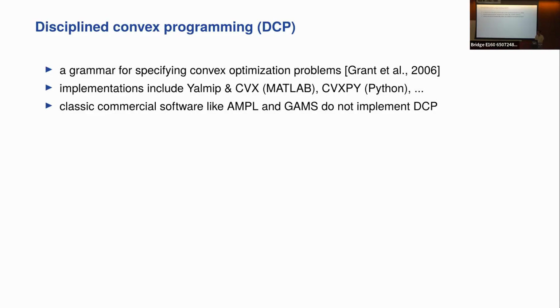Yes, so I think this is quite interesting. If someone actually knows how AMPL and GAMS and those types of languages verify convexity, I would be happy to hear that. So if we think about disciplined convex programming, modern languages like CVXPY, what do they actually do?